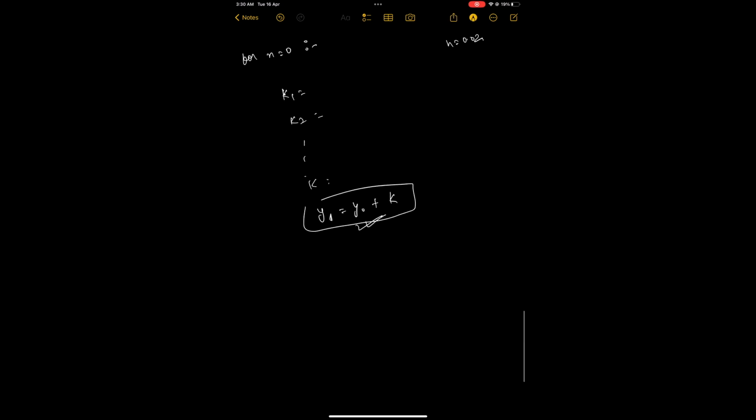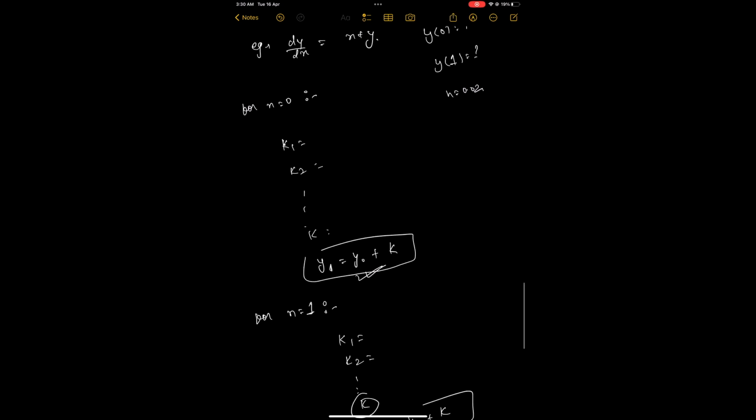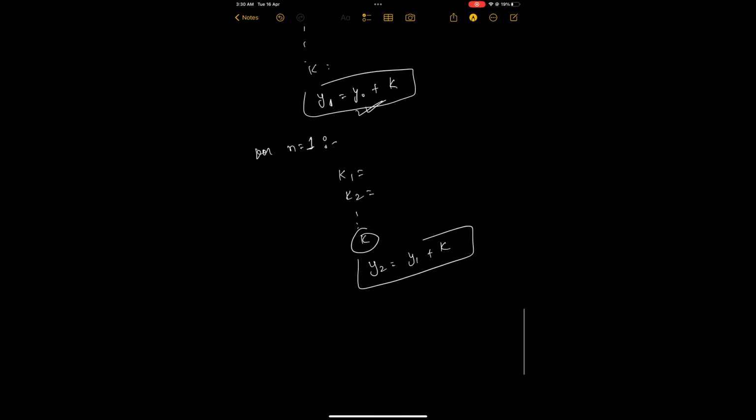Now proceed for n equals 1. For n equals 1 we have to again calculate k1, k2 and the other k's, and we get y2 equals y1 plus k. Okay, so we have to continue this process 5 times because we have step size 0.02. That's it for this method.